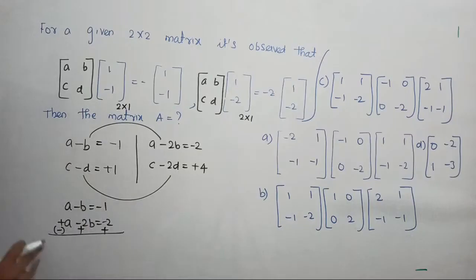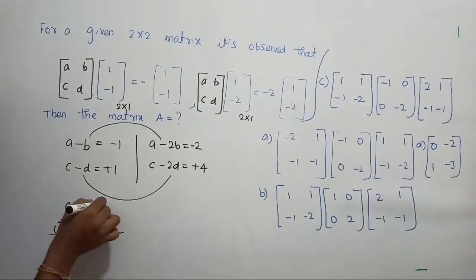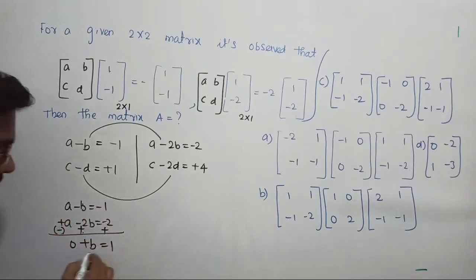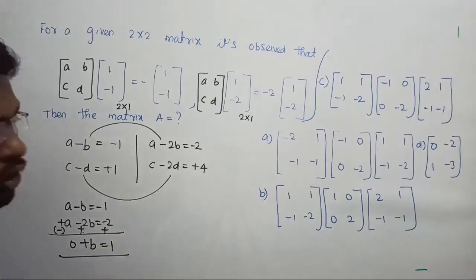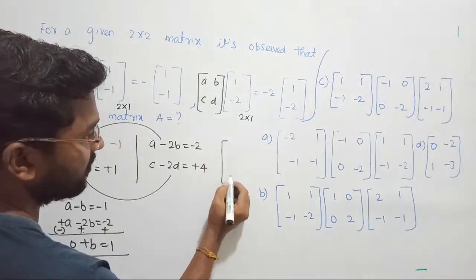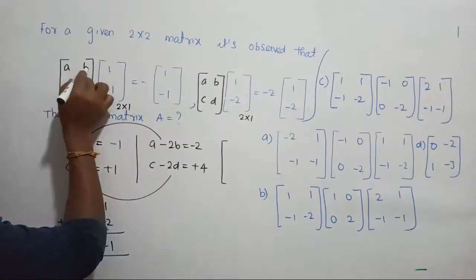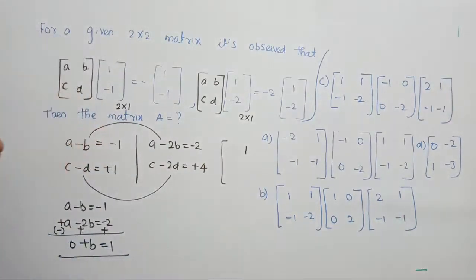I am multiplying by minus 1 in the whole equation. Then A minus A will become 0. Minus B plus 2B will become B. Minus 1 plus 2 will become plus 1. Such that I got the answer for B. So B is equal to 1. First conclusion. Let us write the matrix here. B is equal to 1 in the sense A, B, C, D. B is equal to 1 here.